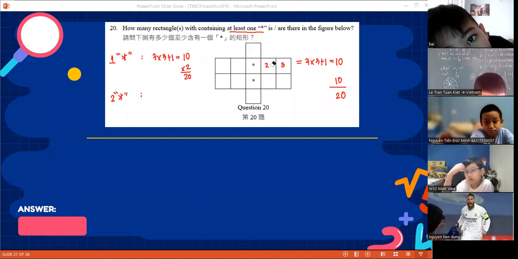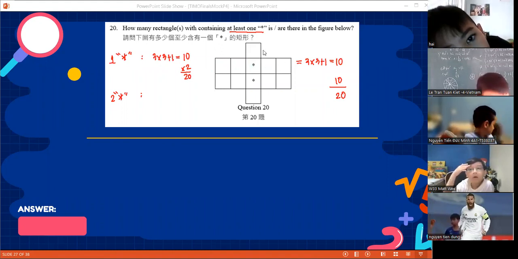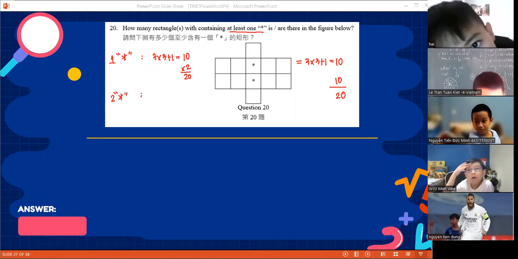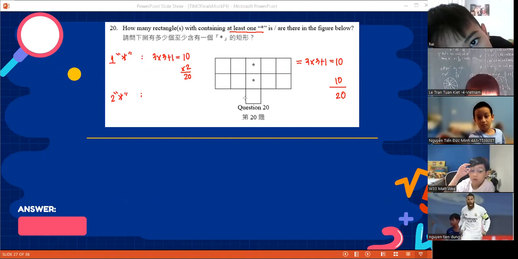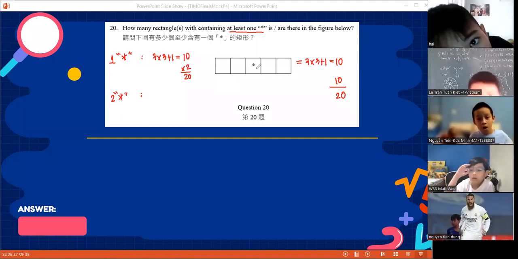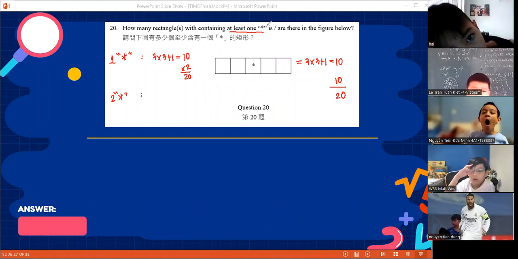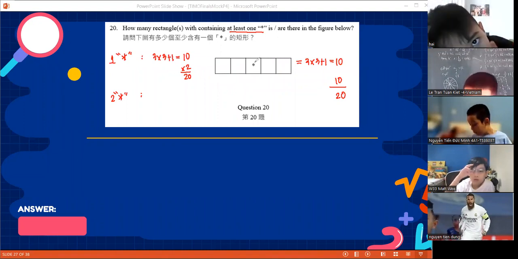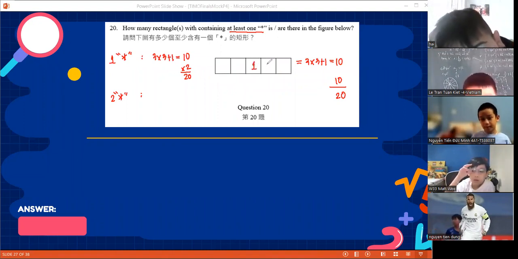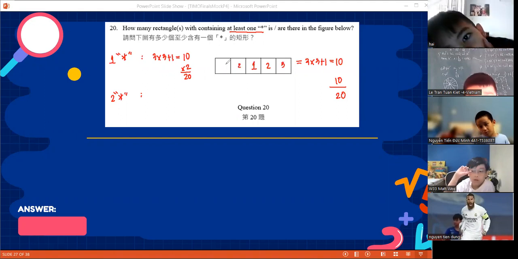Okay, I'll explain again. Let's say, for example, we remove this one. How do we solve for the number of asterisks here? This is 1. This is 1. And then count the 9 left: 2, 3, 2, 3.